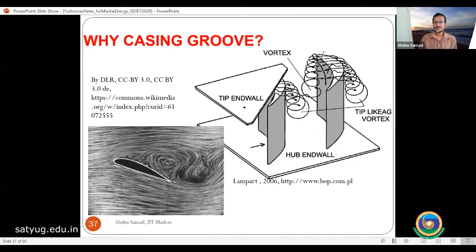So why casing groove? If you see this picture, sometimes the annotation goes hiding. Yeah, got it. So when fluid is passing through this gap, it is called passage vortex. It's going like this, and something is leaking from here. You see from the tip it is leaking, from high pressure to low pressure. So the leakage is interacting with this one. So this will create flow separation.